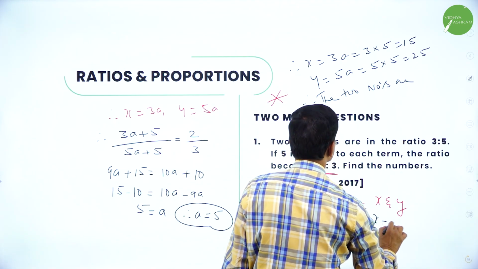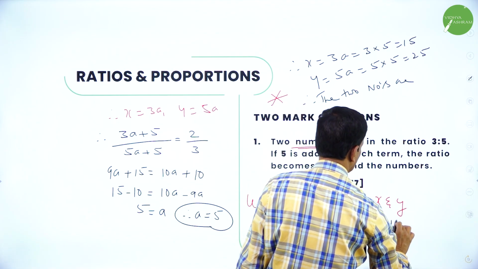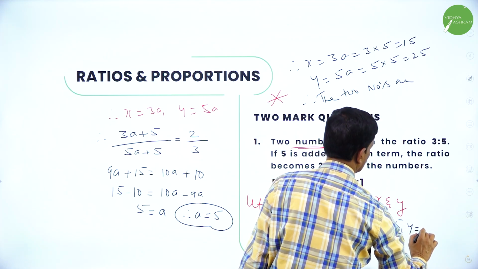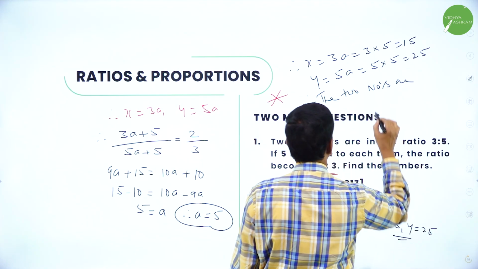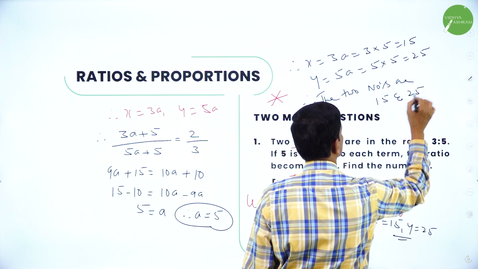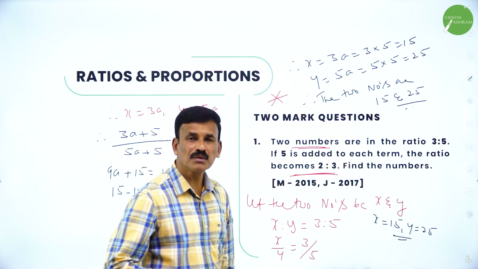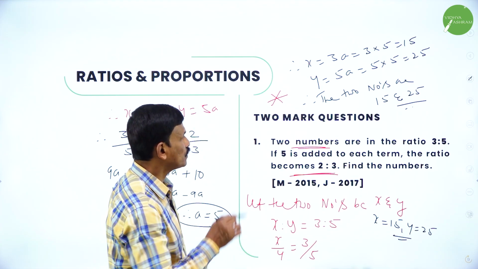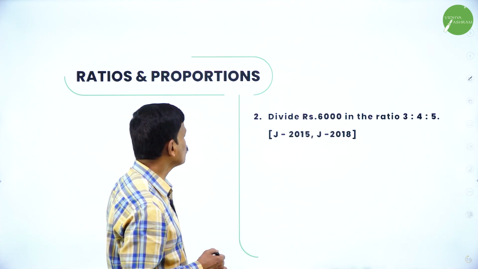So that is x is equal to 15 and y is equal to 25. These are the two numbers. So the two numbers are 15 and 25. That's it. Now move on to the next problem.